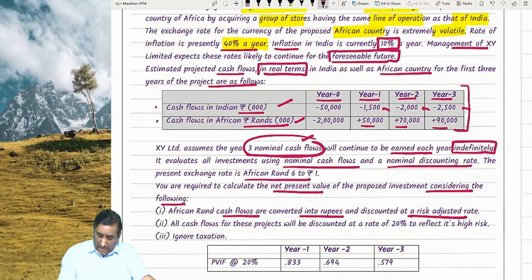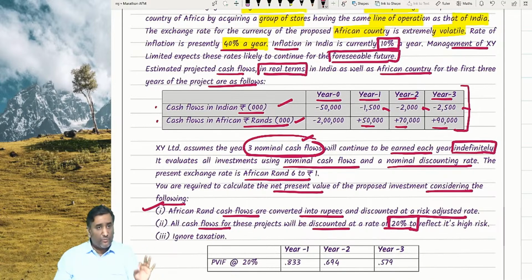He says, and he has given very clearly in the first part, all these cash flows will be discounted at a rate of 20%. Now there is no doubt here, all cash flows will be discounted at 20. This 20 is now what? Nominal. Sir, how do you know? Because he has already given nominal will be discounted by nominal. That means when he says discount by this rate only, this is a nominal rate.